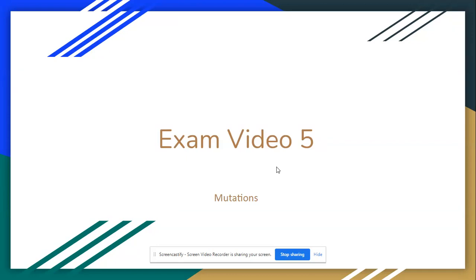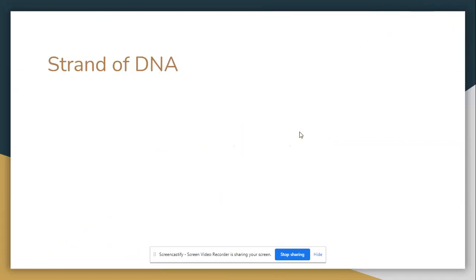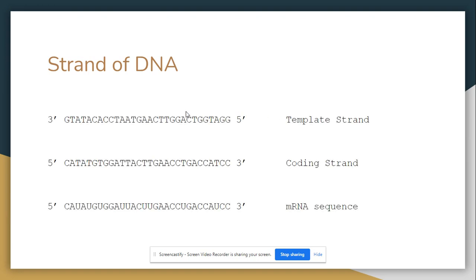This is my 5th exam video on mutations. So basically in this video, we're going to be mutating a strand of DNA up here, and by doing that, we need to get the mRNA sequence, and I just flipped the T's to U's in the coding strand just because there's no T's in mRNA sequence.